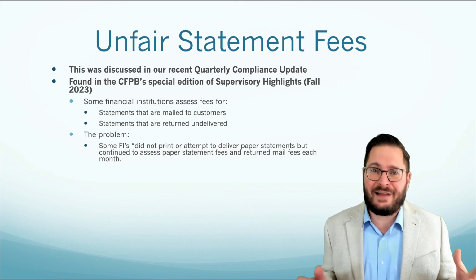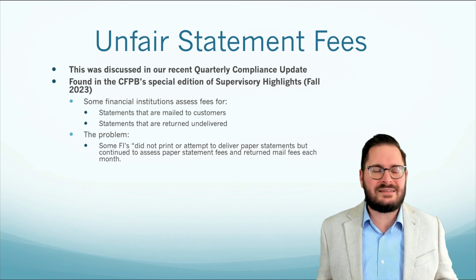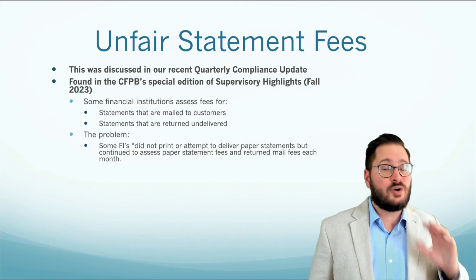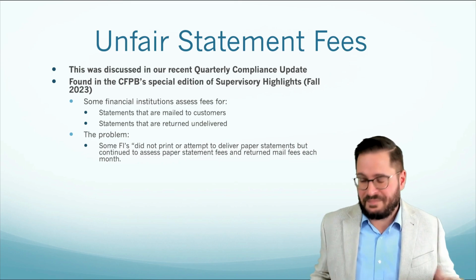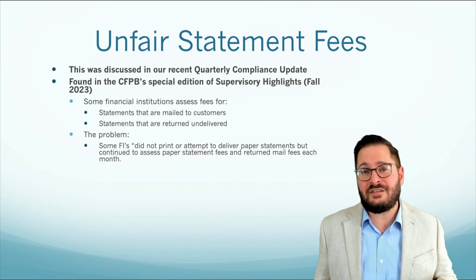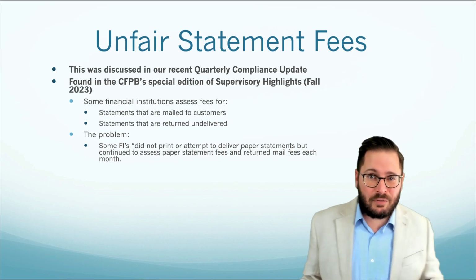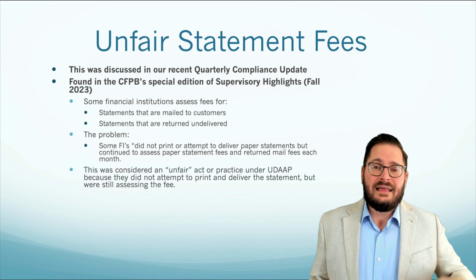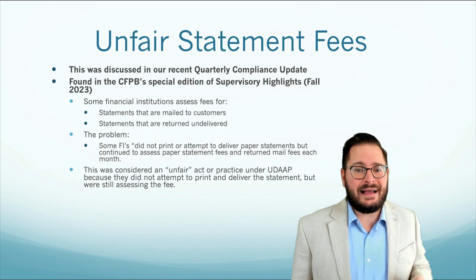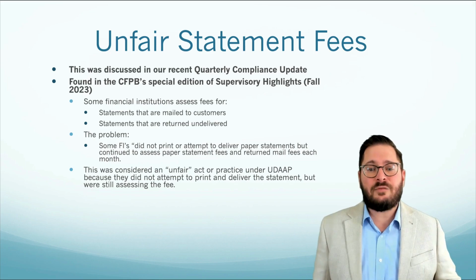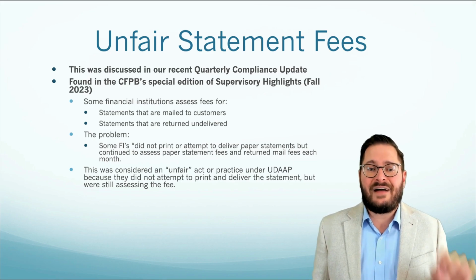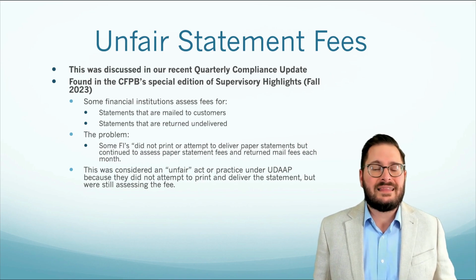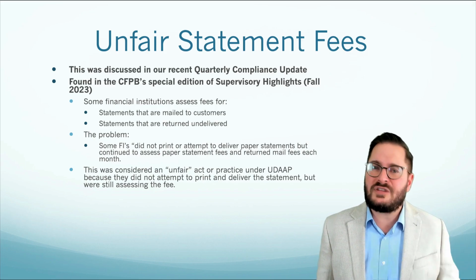And your list of return statements is pretty much the same every month. What might happen in a financial institution is somebody might say, hey, wait a second, why are we killing trees? We know that these statements are going to be returned, so let's quit printing these statements. That's likely what happened here: financial institutions made a decision to quit printing statements because they were being returned on a regular basis. The problem is the CFPB found this practice to be considered an unfair act or practice under UDAAP because the financial institution did not attempt to print or deliver the statement, but they were still assessing fees for those two services.